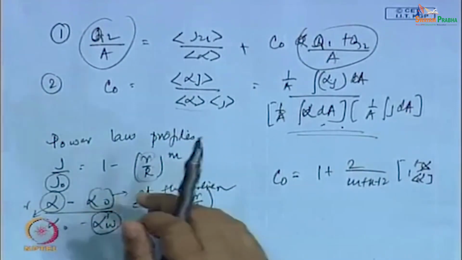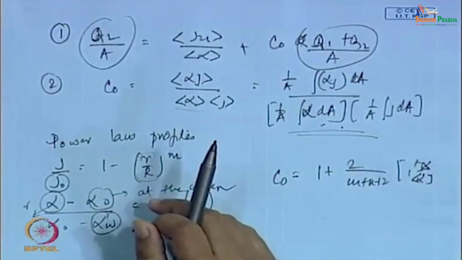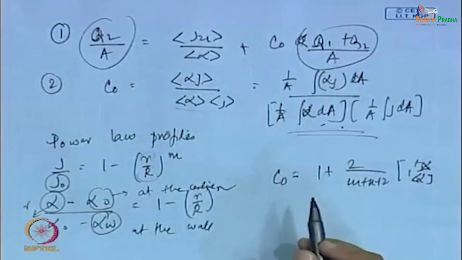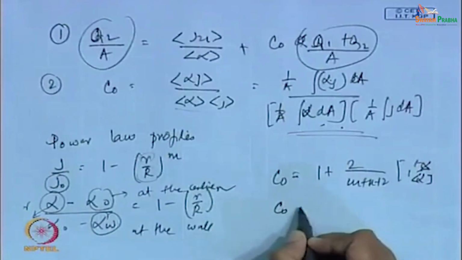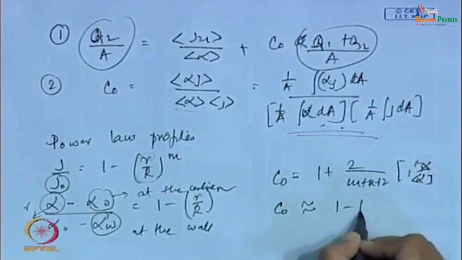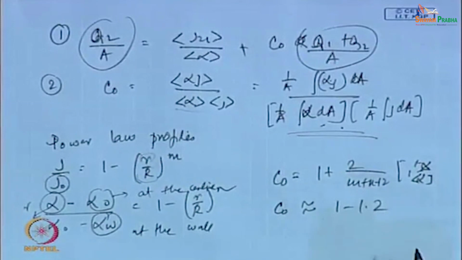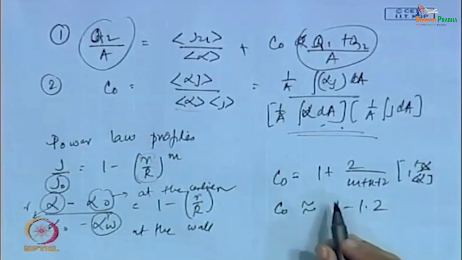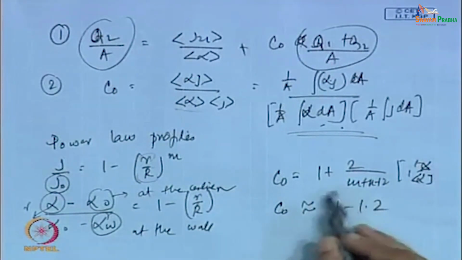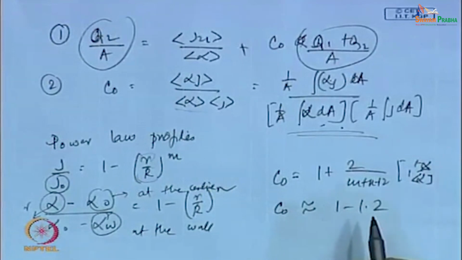One more thing I would like you to remember: by whatever way you find C0, usually C0 varies from 1 to 1.2. As I have told you, it does not deviate much from unity, it lies close to unity, and for normal circumstances it has a maximum value of say 1 to 1.2 or 1 to 1.1. It does not vary more than that.